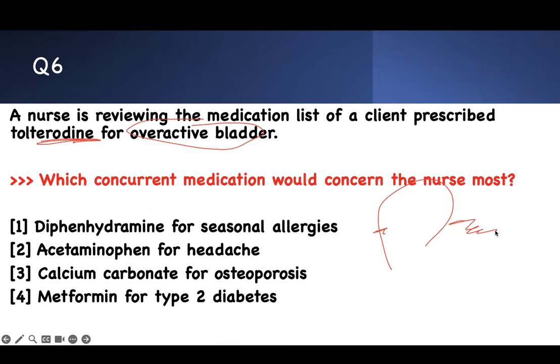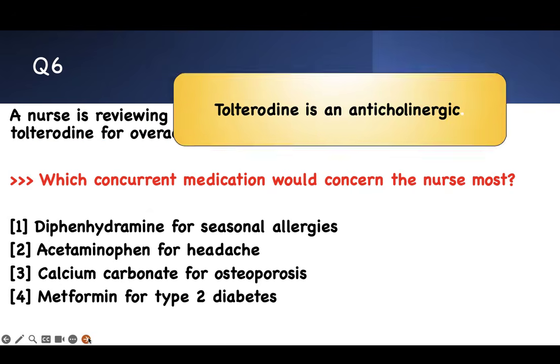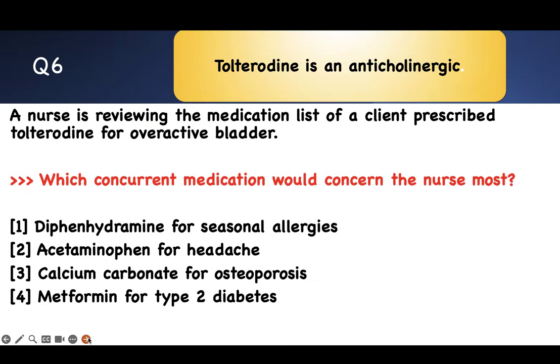Metformin is not an anticholinergic. Calcium carbonate is not an anticholinergic. Acetaminophen is not an anticholinergic. Therefore, what do you think? Diphenhydramine is your right answer. Tolterodine is an anticholinergic, therefore avoid anticholinergic. Diphenhydramine is a strong anticholinergic, and you should avoid it. And that's your right answer.